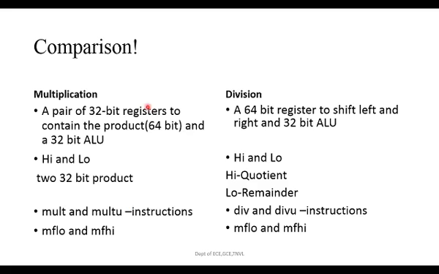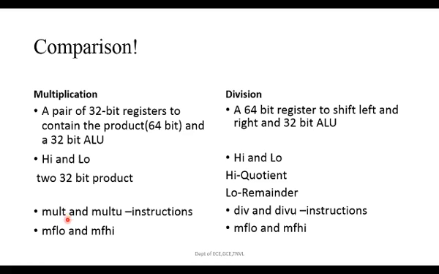And this is the comparison between the multiplication and division parts. In multiplication, we have a pair of 32-bit registers to contain the product and a 32-bit ALU. Whereas in division, it has a 64-bit register to shift left and right and a 32-bit ALU. Next we have the high and low registers, which keep the two 32-bit results. Here the high register has the remainder and the low register has the quotient part.